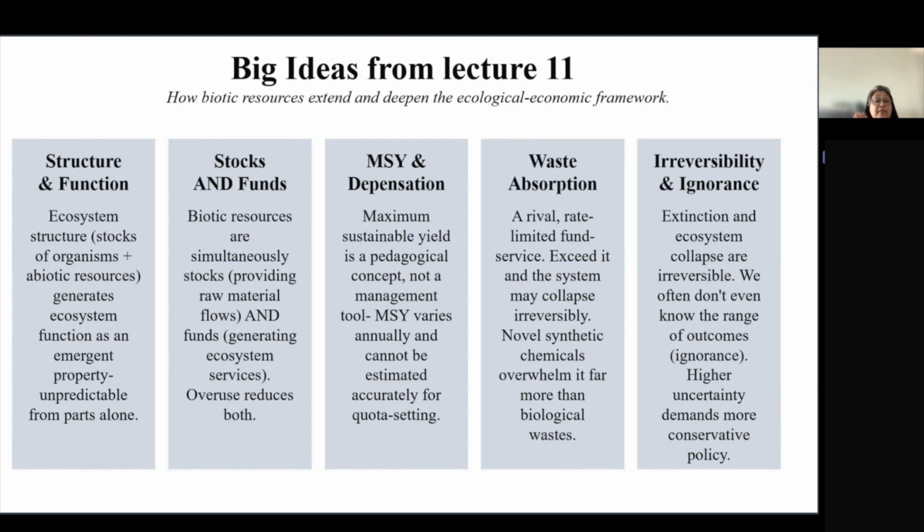Third is the limits of maximum sustainable yield as a management concept. Many people bring up this MSY curve as a very powerful pedagogical tool for understanding the relationship between harvest and population dynamics. But it is not a reliable management tool because MSY varies annually with ecological conditions, and science really cannot estimate it accurately enough to set annual harvest quotas. It's very difficult to rule over nature, to be honest.